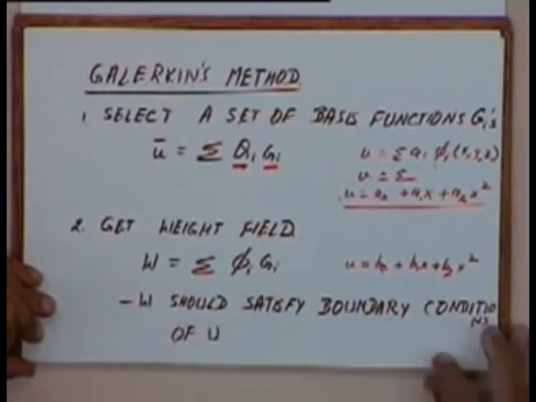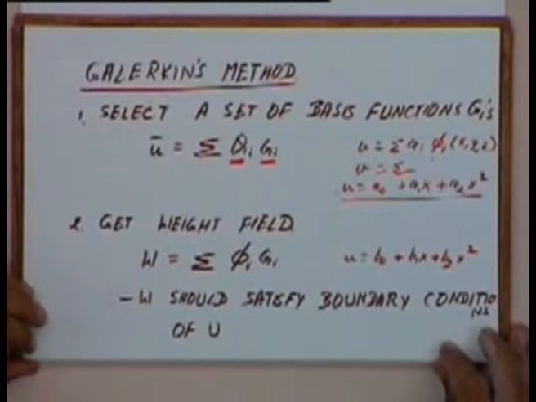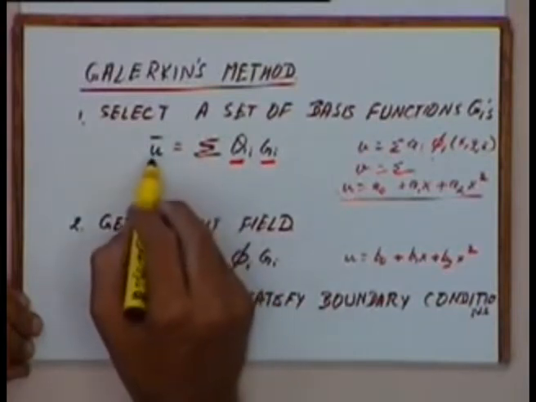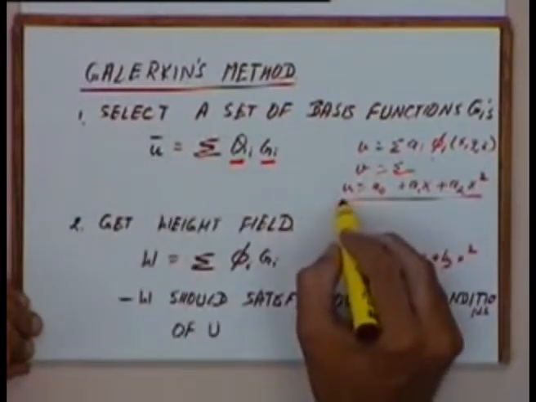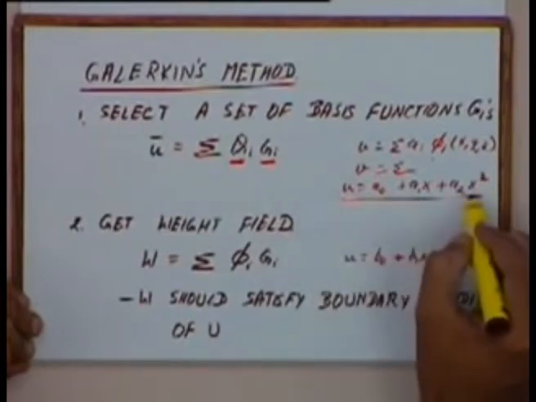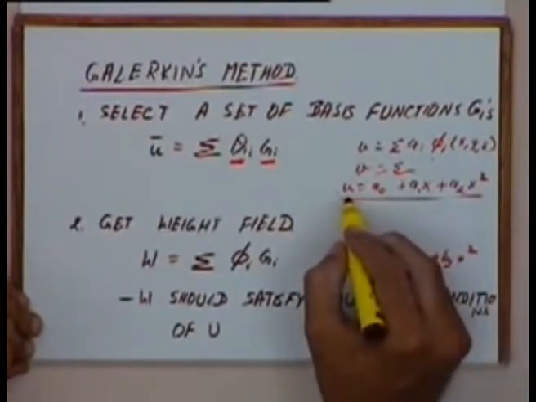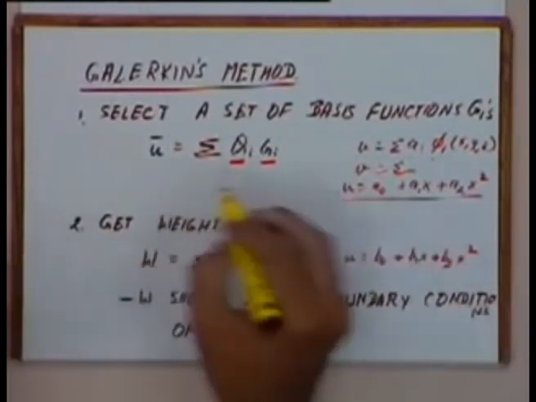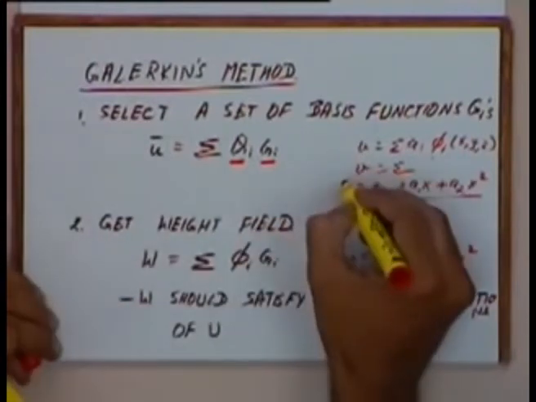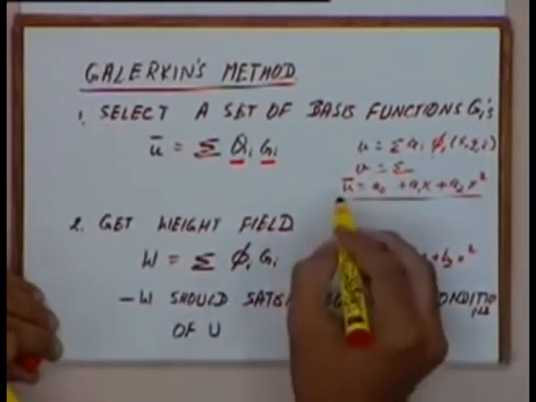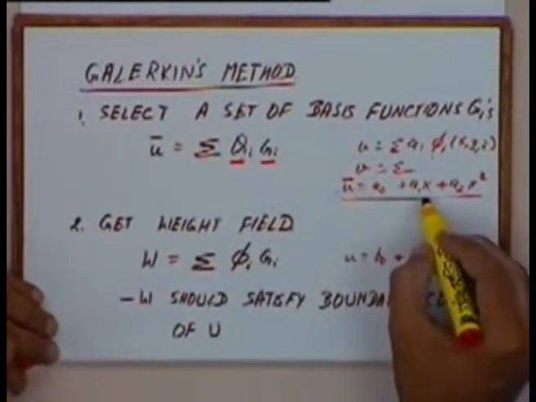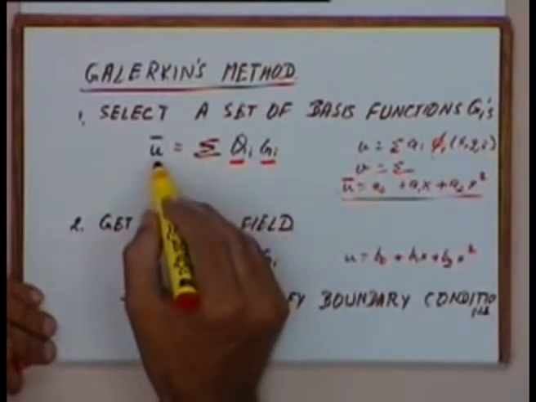This is an important condition that is attached. It means W should satisfy the boundary conditions of u. For instance, we said that u should satisfy the boundary conditions that at x equal to 0, u should be 0, and at x equal to 2l, u should be 0. So, in this case we are saying that u bar is equal to this. So u bar should definitely satisfy the boundary conditions that at x equal to 0 and at x equal to 2l, u bar should be 0.